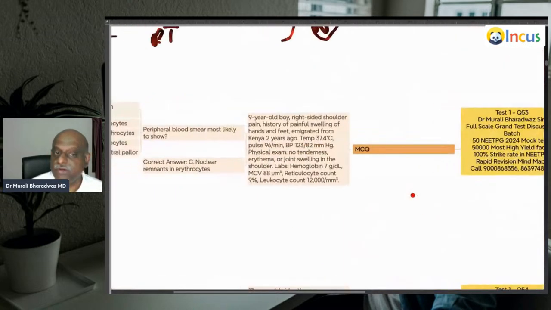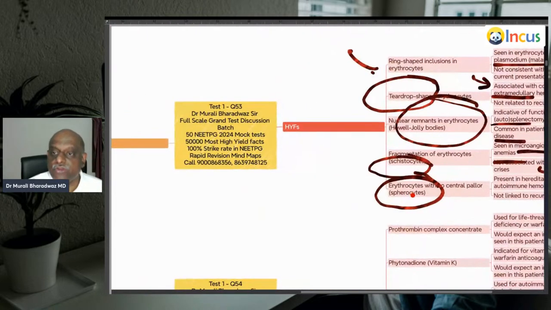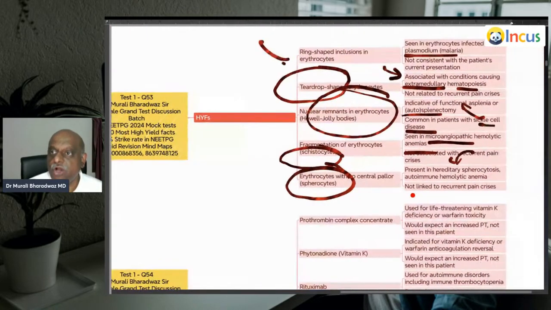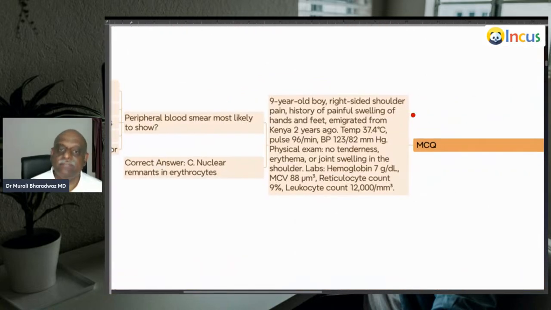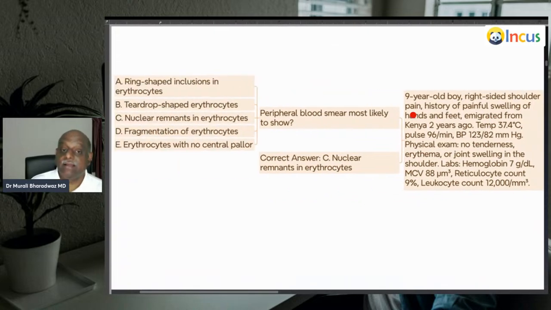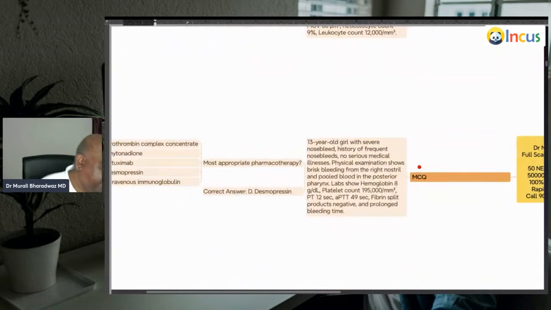So today only you should take a chance. Nuclear remnants in erythrocytes means Howell-Jolly bodies. So typically whenever the child who has sickle cell anemia had autosplenectomy, that leads to development of the Howell-Jolly bodies.